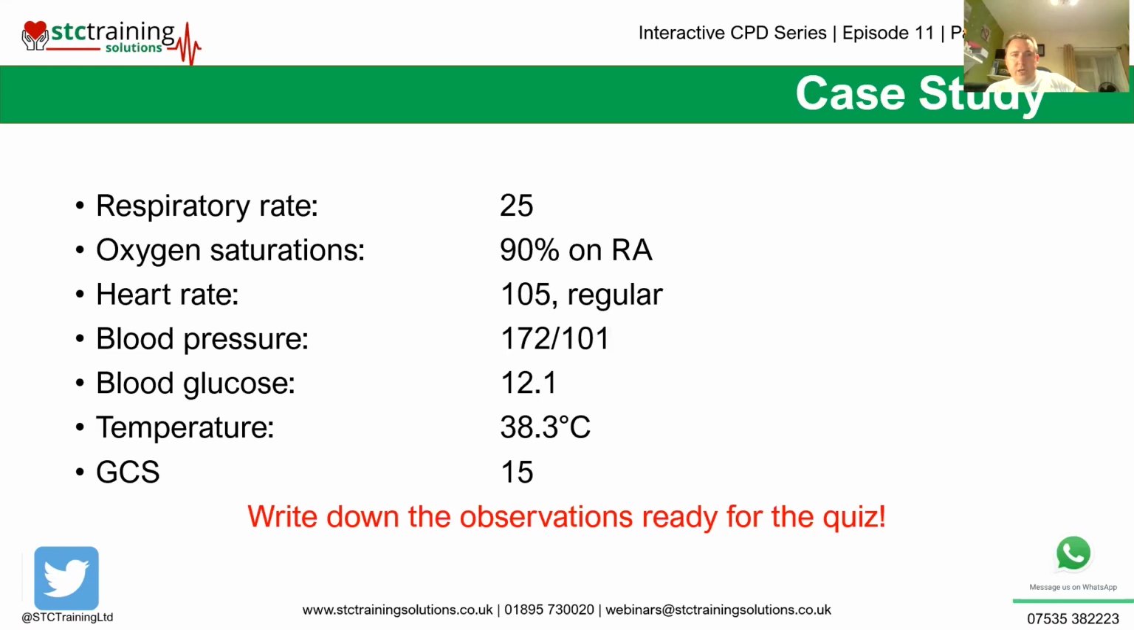So Matt has put the observations in the chat. Yeah, BM of 12.1, temperature 38.3. Good, perfect. So the observations are in the chat. Hopefully you've written them down as well. We're going to go over to the quiz now.